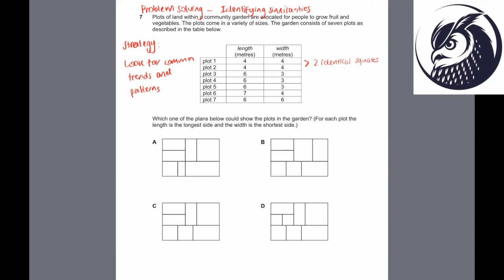Okay, and let's just continue on. What we also notice is plot 3, plot 4, and plot 5 all have the same dimensions, 6 by 3. So now we know that we should also look for a diagram with 3 identical rectangles.